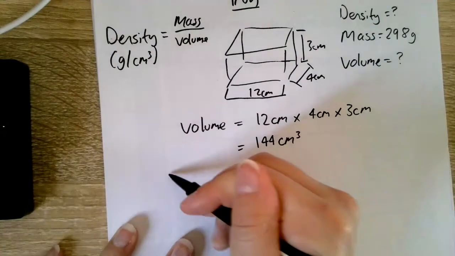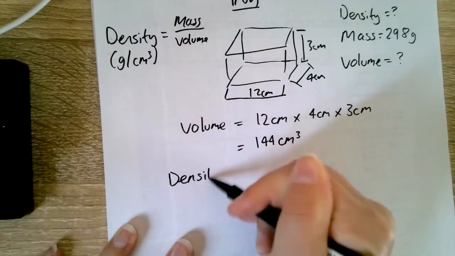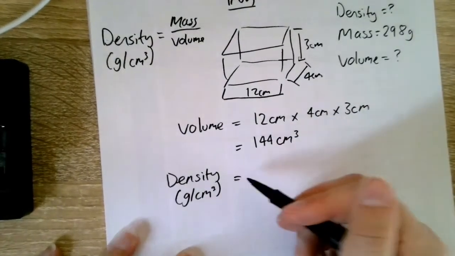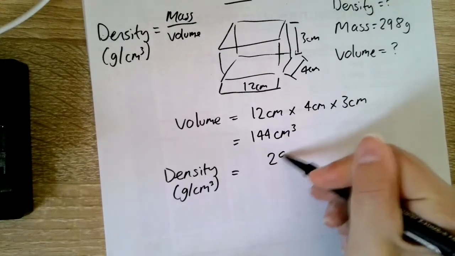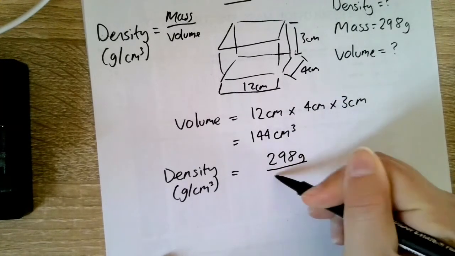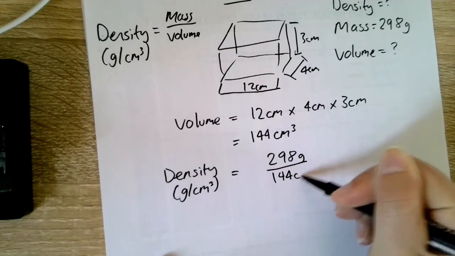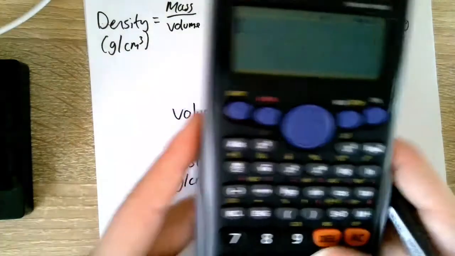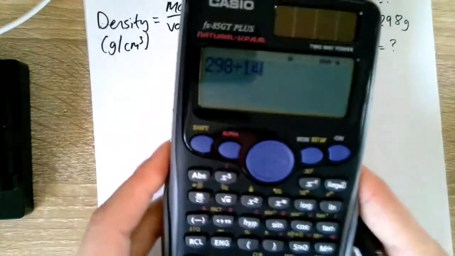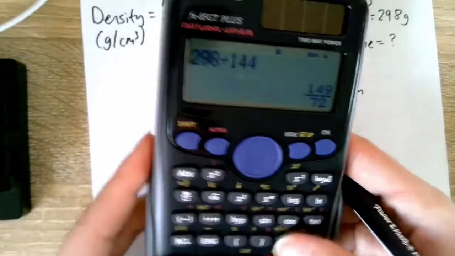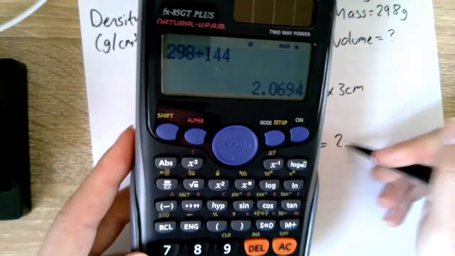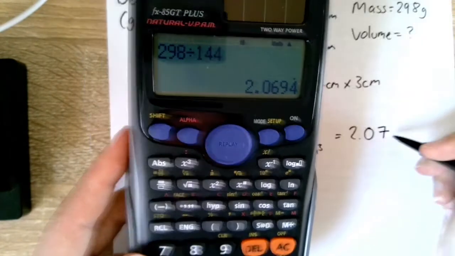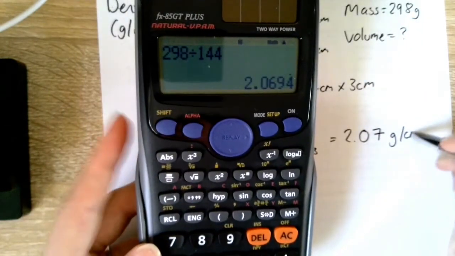Then to get our density in grams per centimetre cubed, we need to do 298 grams divided by 144 centimetres cubed. And that comes out to be 2.07 grams per centimetre cubed.